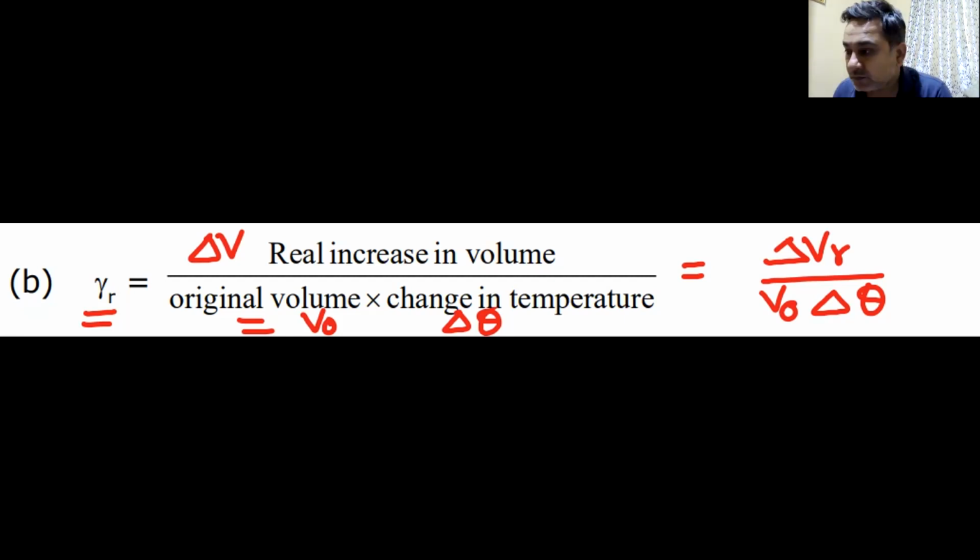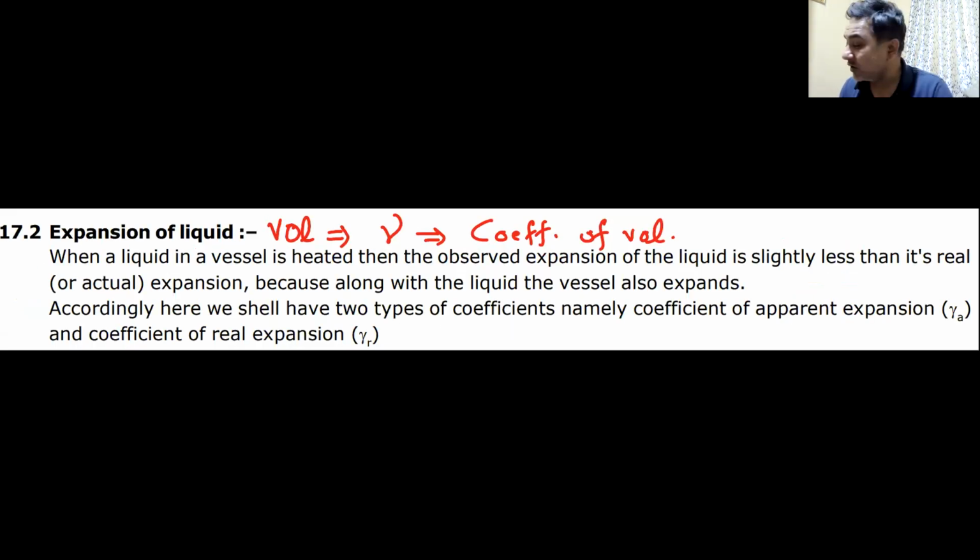Okay. We move on to the next thing, which is known as apparent or observed expansion. Now, what is this apparent or observed expansion? You might have all seen water boiling in a beaker. When you boil milk in a beaker, the milk overflows. Now, when you are heating a liquid in a beaker, a solid body, two expansions take place.